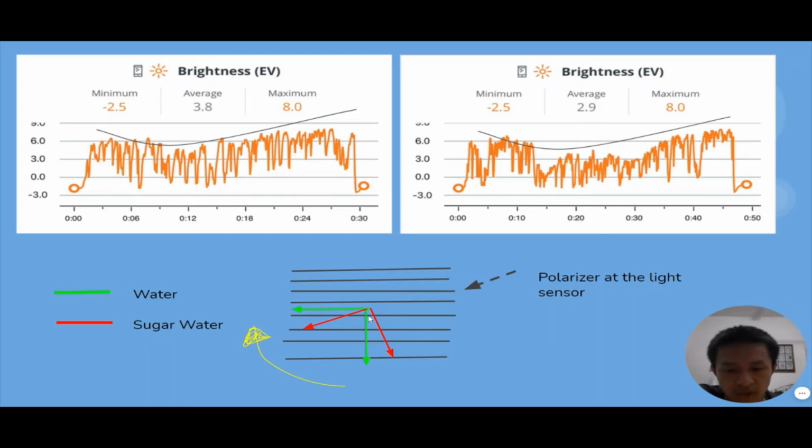So its minimum will become here, where it is perpendicular to the second polarizer at the light sensor, which agrees with our result, which is somewhere between here. So we start from here, and then we get a minimum during here, and then we get an almost maximum at here.